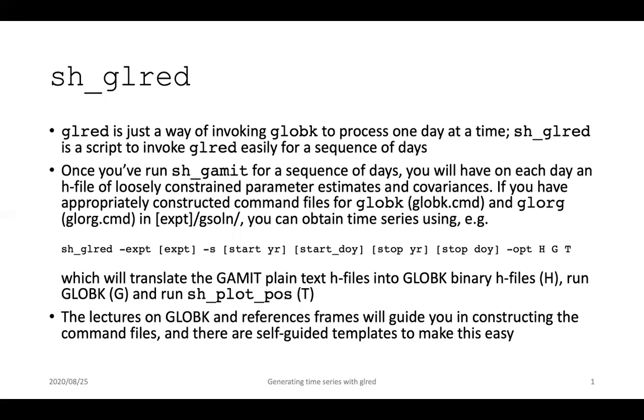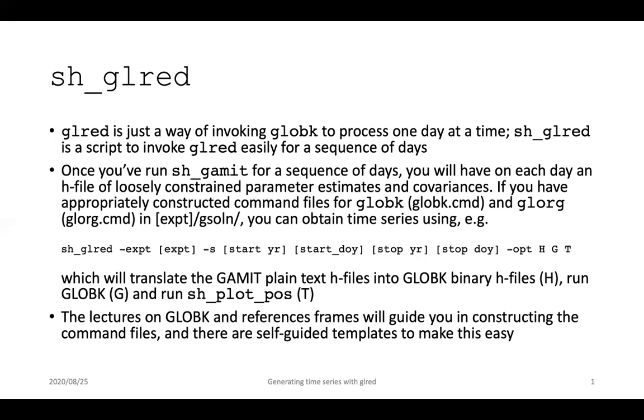sh_glred is the main script that we have provided for users to run the GLOBK part of things. And glred, the program that the sh_glred script runs, is just a way of invoking GLOBK to process one day at a time, or one session at a time. And sh_glred is a script that invokes glred or GLOBK easily for any sequence of days or combination of days. Once you've run sh_gamit for that number of days, you'll have a number of these loosely constrained ASCII plain text H-files that contain the parameter a priori estimates, the estimated adjustments, and the covariance matrix associated with that solution.